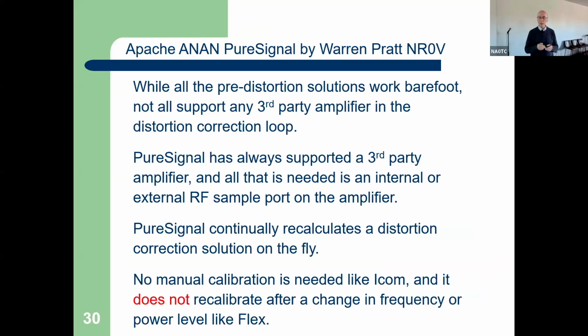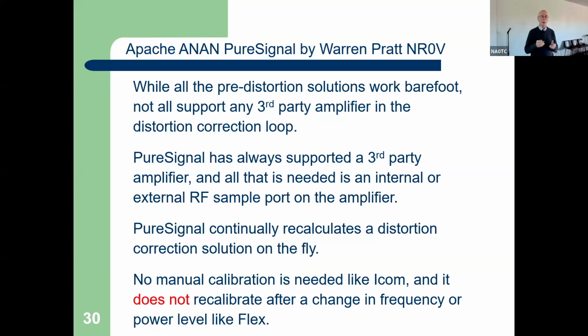So the Apache Anan has what Warren Pratt calls PureSignal. He now lives in Loveland. He's written all the DSP code for Apache. Now, all the rigs work barefoot with predistortion, but they don't all support a third-party amp. Again, a tube amp probably doesn't need it, but at least with PureSignal, you can put an external sampler, like on an L4B, something really old, and make it in the correction loop.